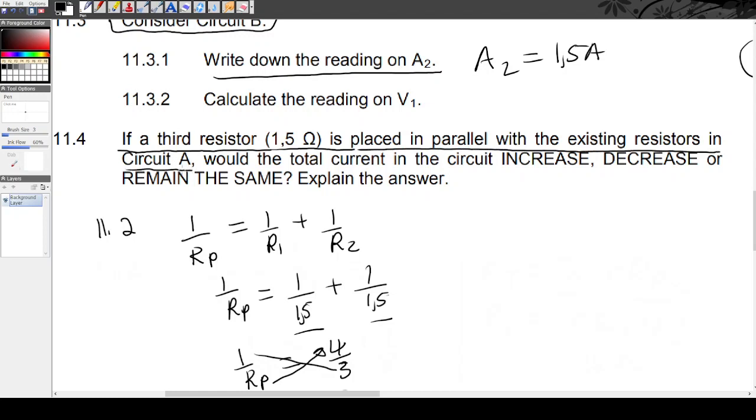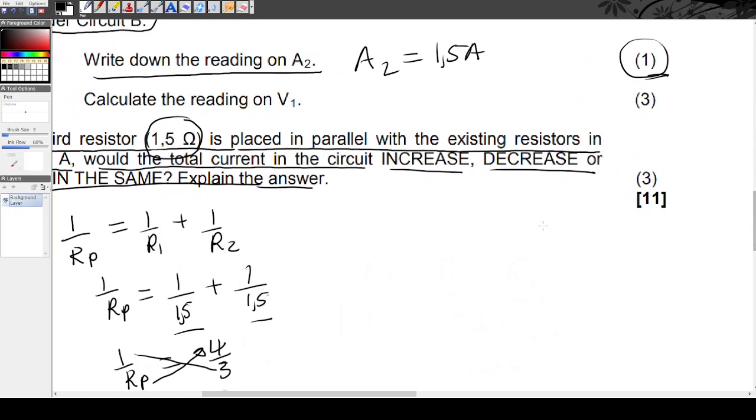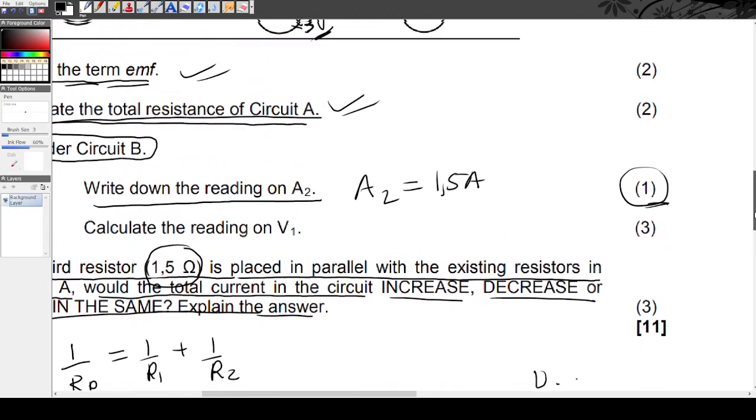In other words, if we add another 1,5 ohm resistor in parallel again on circuit number A, would the total current in the circuit increase, decrease, or remain the same? Explain your answer. How many marks? That's 3 marks. So the 1 mark would be for decrease, increase, or remain the same. Then 2 marks would be for explaining.